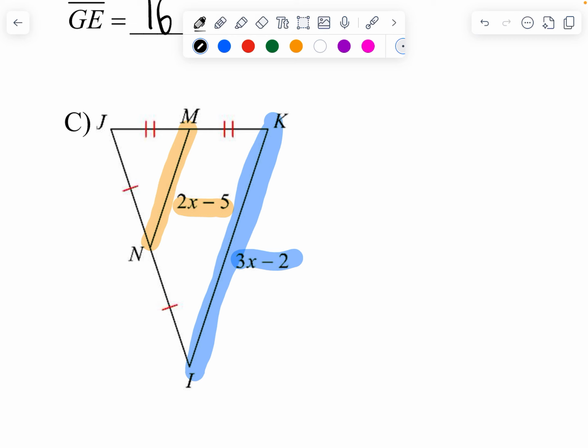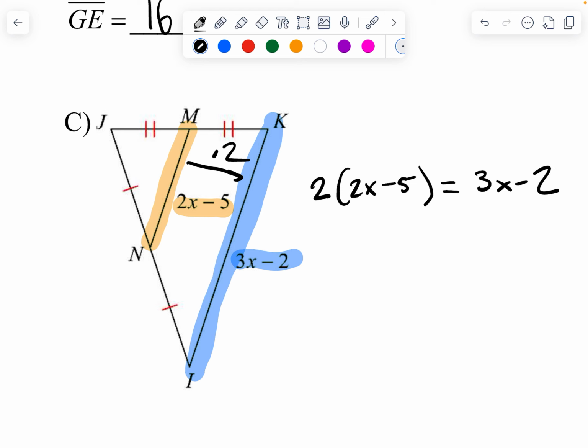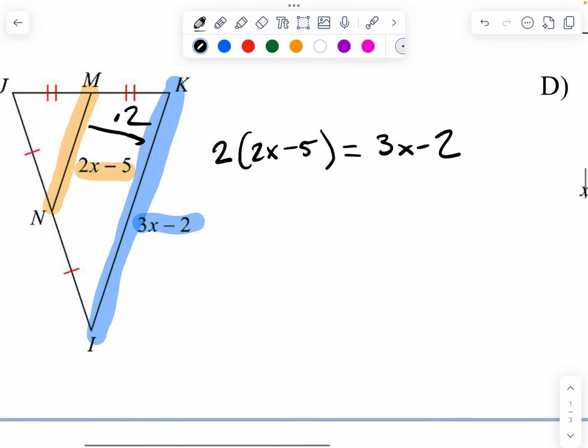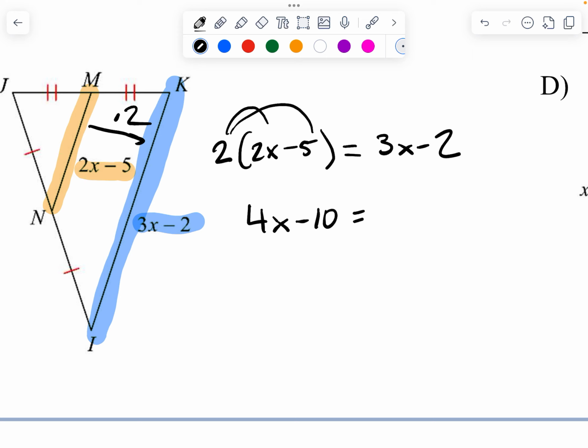So I'd say, okay, well, I know that if I double my small, I'm going to get the big, right? So that means that if I double the length of my small, it equals the larger length. Really similar. It's exactly what we just did on A, right? But instead of just little numbers, we're working with an expression now. So times 2 over, so 4x minus 10 equals 3x minus 2.